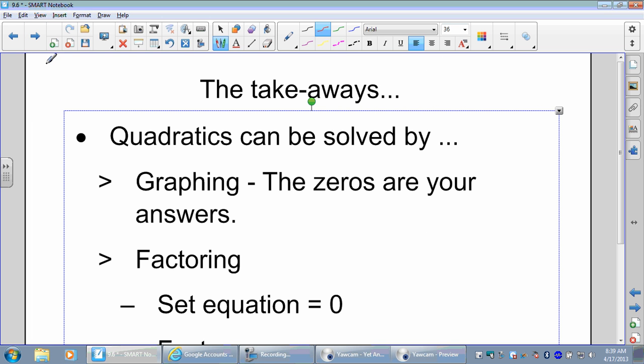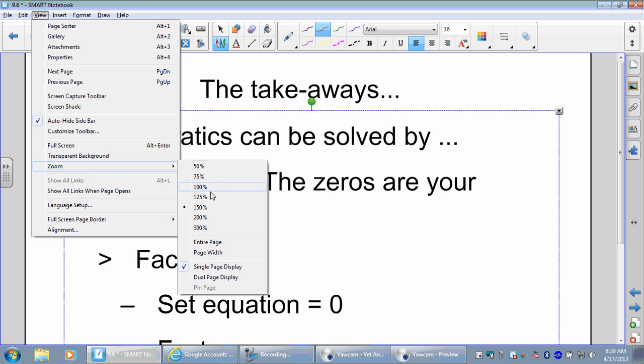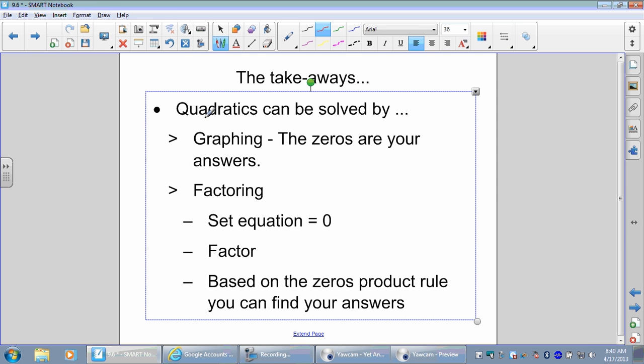Here's the takeaways you should be taking away from our little video today. This is what you need to walk away understanding. Quadratics can be solved by, one method is graphing. Remember, the zeros are your answers. So if we graphed something and it had 2 zeros, those would be the solutions to the related equation, meaning replacing y with 0. We can also solve by factoring, which means we need to set it equal to 0.